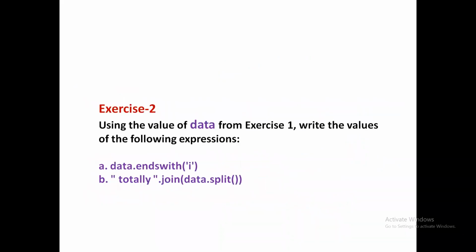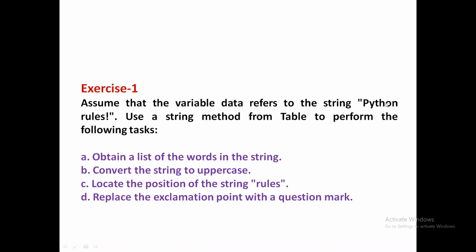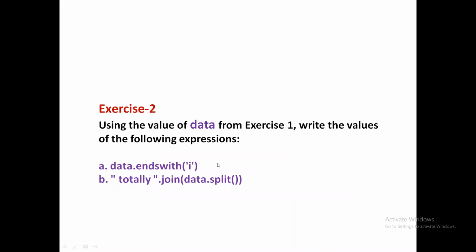So here is another exercise, exercise 2, using the same value of data from exercise 1. So it means the string is same. Write the values of the following expressions. So he is giving the expressions now. You need to find out the values. The first question is data dot endswith of I. Is that string ending with I? The string is Python rules exclamation. No, it is not ending with I. Therefore, this should return false.